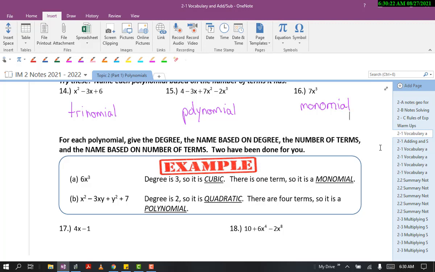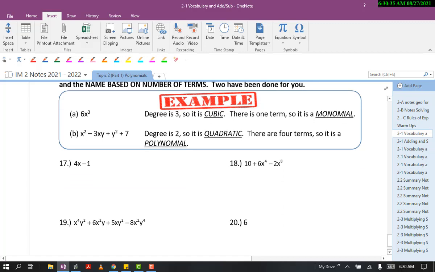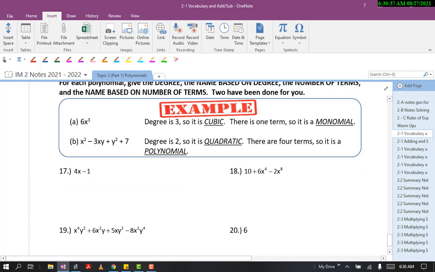So it's kind of like classifying triangles by their sides, scalene, isosceles, and equilateral, but also doing it based on their angles, acute, obtuse, and a right triangle. Kind of what's going on here. So 6x cubed has a degree of 3, so it's cubic, but there's only 1 term, so it's a monomial. So it's a cubic monomial.